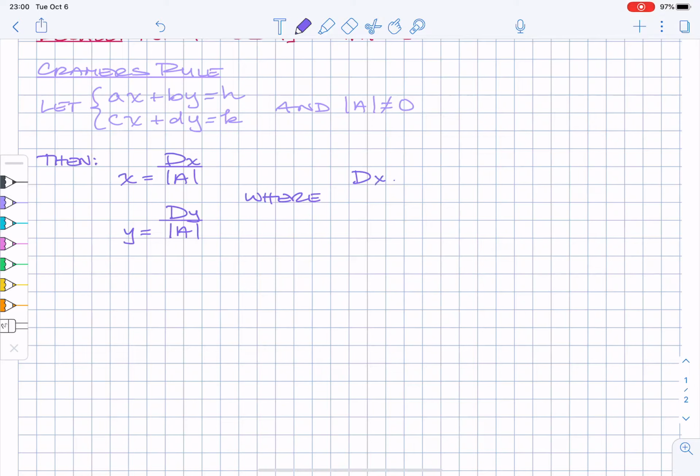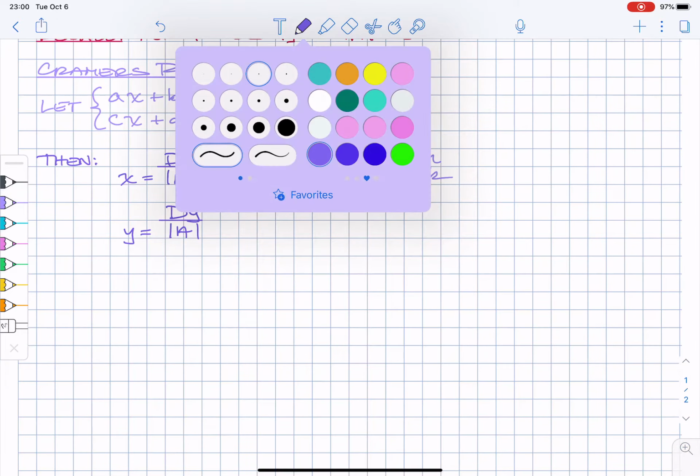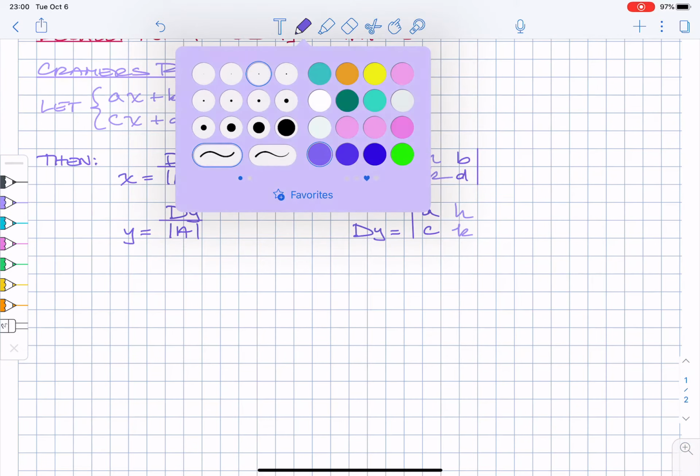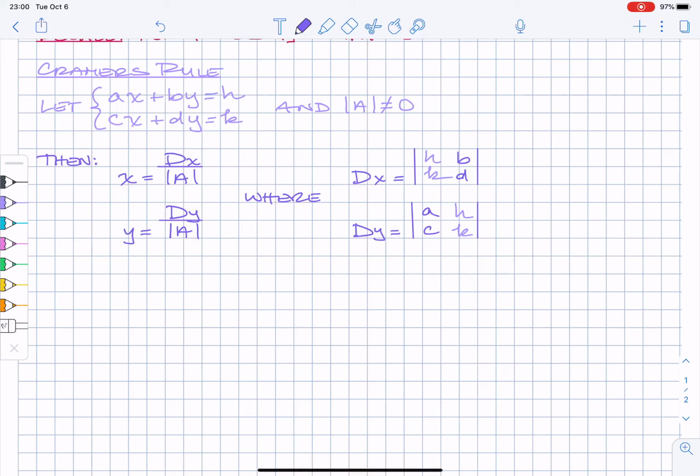capital D sub x is going to be the determinant of the matrix [h b; k d], and capital D sub y is going to be the determinant of the matrix [a h; c k]. So notice I'm putting the constants in the corresponding column. Namely, this is the x column, this is the y column that is replaced with the constant coefficients.